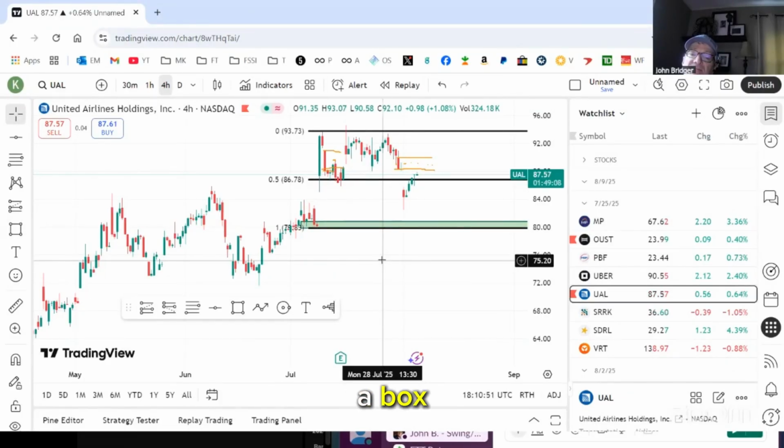Draw a box from the base to base and use the midline. A lot of times they'll see that resistance will hold. So the same thing is likely to happen over here because you're going to see it. Doesn't mean you don't trade it. It just means you know what to expect. It's going to probably do this.